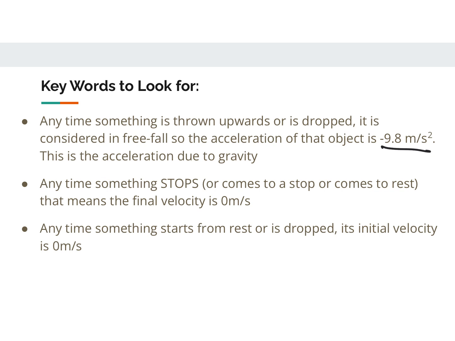Then some words that cue you into velocity are anytime it talks about stop, at rest, or starts from rest. That means that your velocity is 0, either at the end or the beginning. Another thing to keep in mind is almost always, not always, but almost always, either the final or the initial position is 0. We'll do some examples of why it could be different scenarios, but almost always one of your positions is 0.